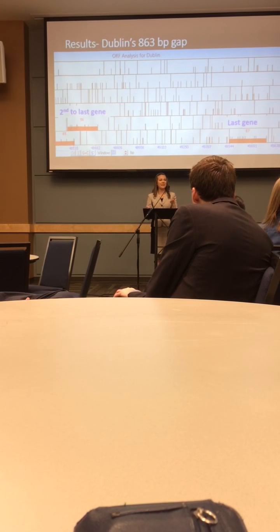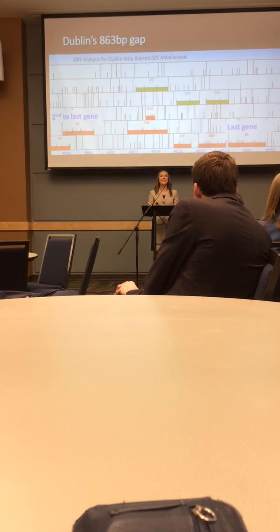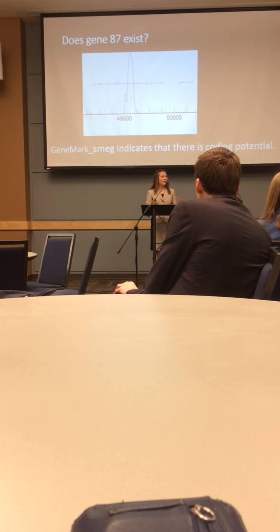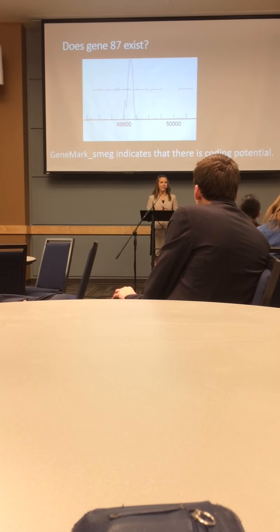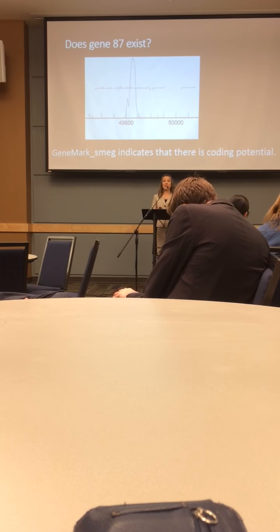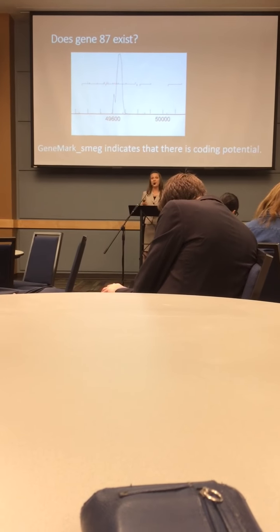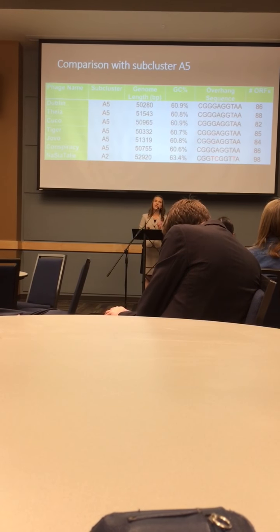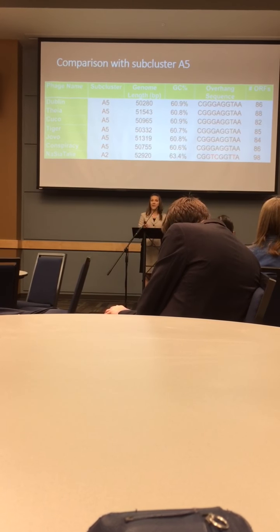So when we went back to check GeneMark, we noticed that yes, it does indeed have coding potential. So now we're sort of stuck with this 863 base pair gap. So at this point, we took a step back and said, okay, well, how does this compare with the rest of subcluster A5? So this table shows the extremely strong homology that Dublin shares with other A5 phages.